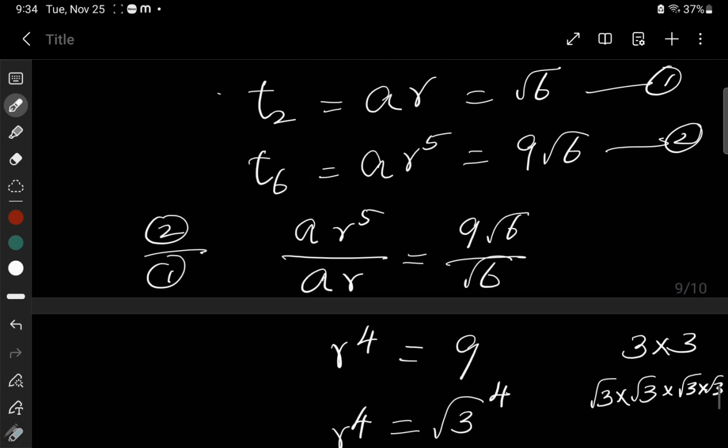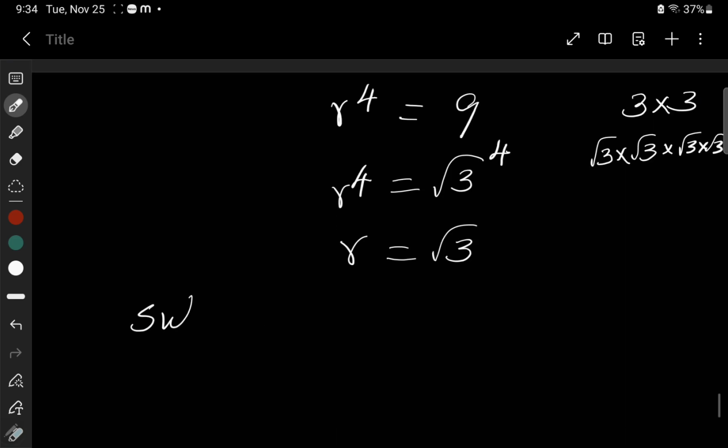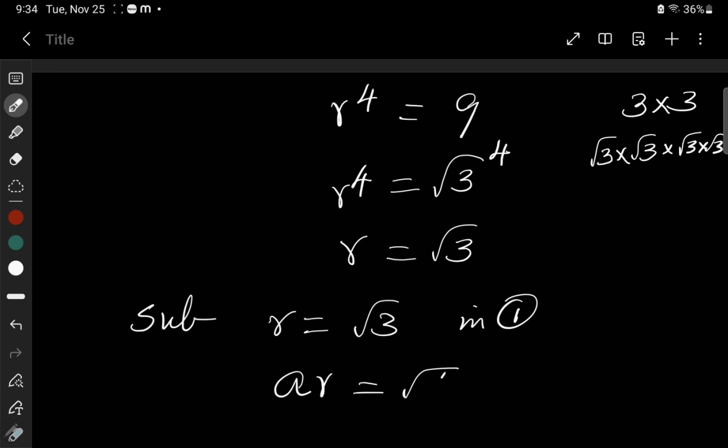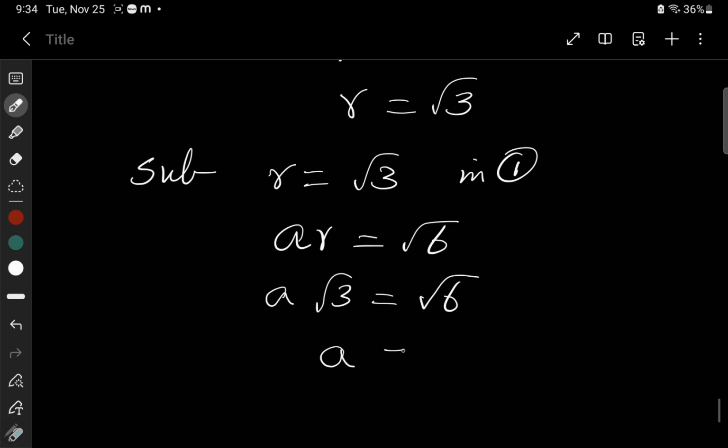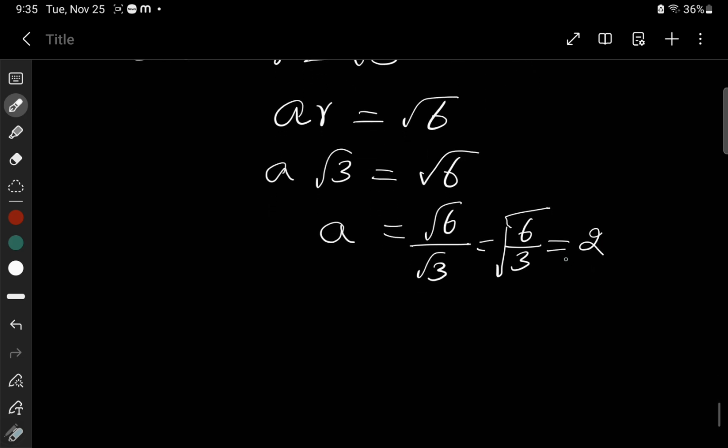So what about a? Substitute r is equal to root 3 in equation 1. So ar is equal to root 6. So a into root 3 is equal to root 6. So a is equal to root 6 by root 3. So take common root: 6 by 3 is 2. So root 2. So a is root 2 and r is root 3.